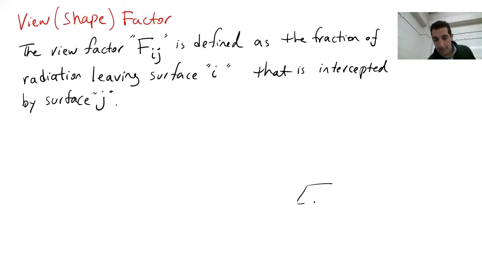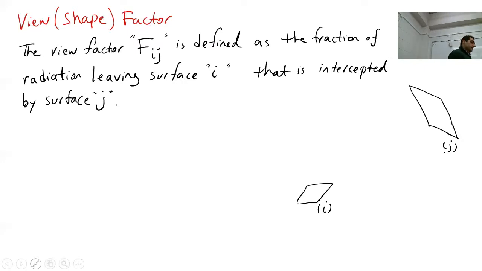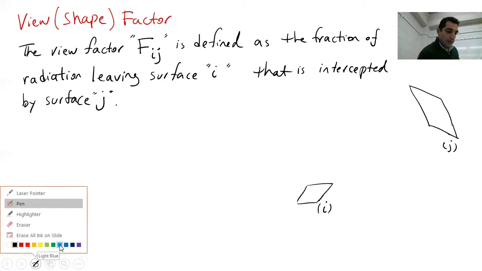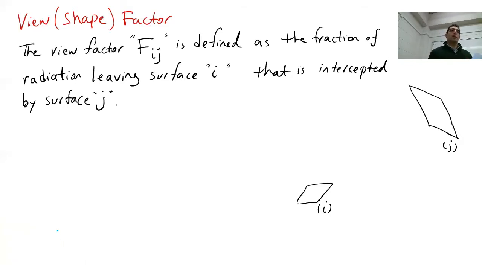So you can assume we have surface I like this. This is surface I, and we have surface J like this. Now, radiation from surface I can go in any direction, right? You can't limit it to go only this way. It can go this way, all different directions. So the portion of the surface I radiation that is intercepted by surface J, that's the view factor.